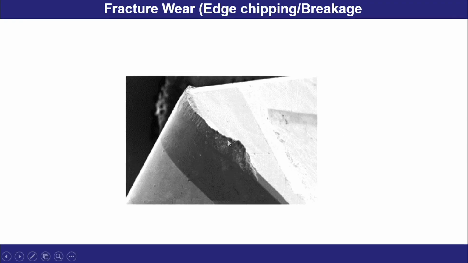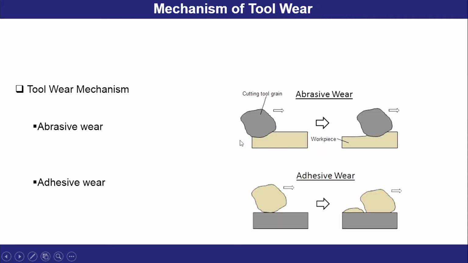Then breakage of the tool edge, that means fracture wear, can happen. This is fracture wear, cutting tool edge fracture, this may happen. This slide shows the mechanisms of tool wear. This is the cutting tool, this is abrasive wear, then this is adhesive wear, where some portion of the workpiece material goes to the tool edge itself, creating a built up edge.